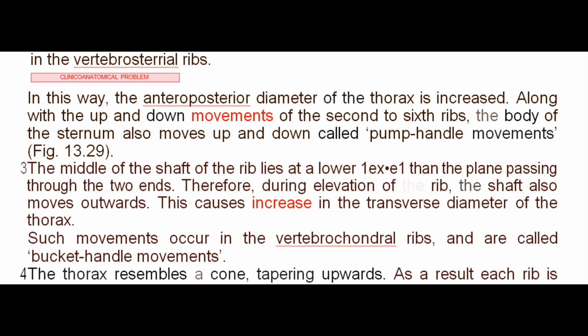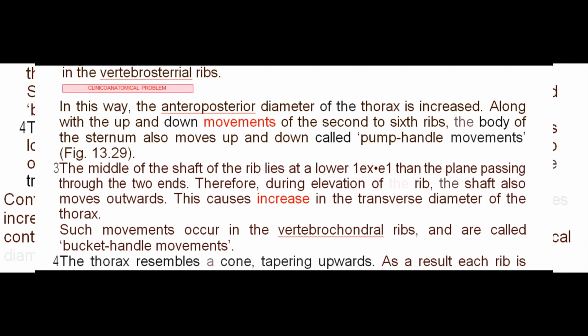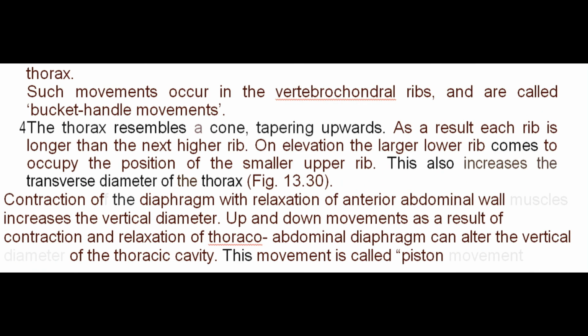3. The middle of the shaft of the rib lies at a lower level than the plane passing through the two ends. Therefore, during elevation of the rib, the shaft also moves outwards. This causes an increase in the transverse diameter of the thorax. Such movements occur in the vertebrochondral ribs, and are called bucket handle movements.